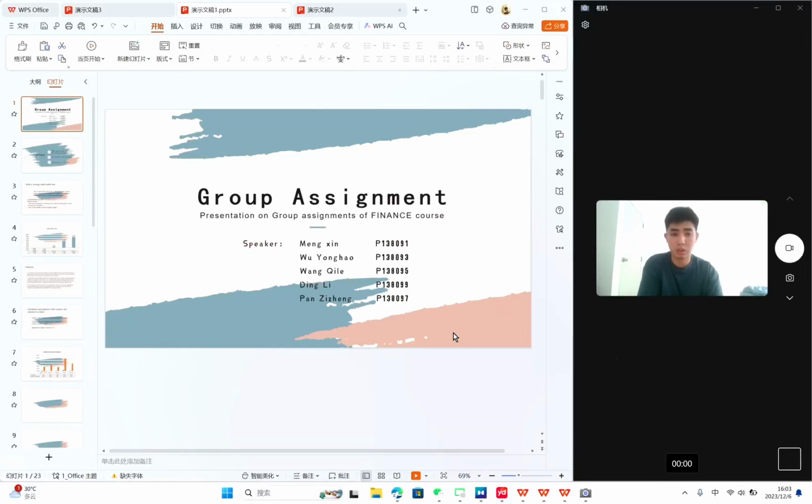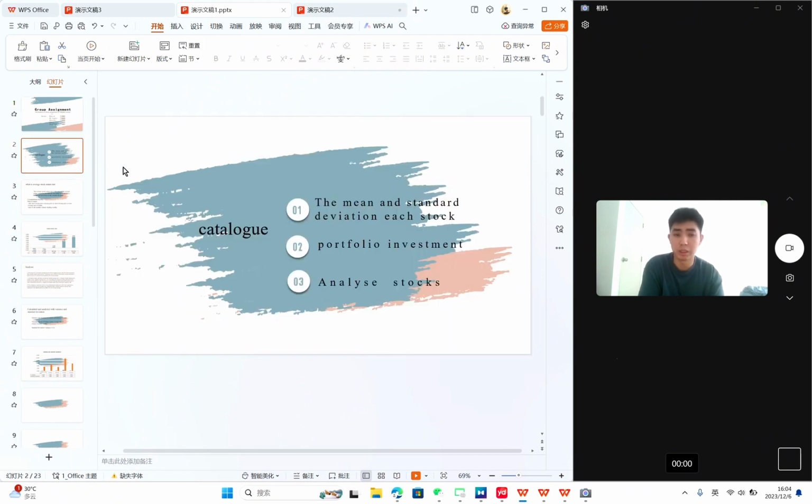My name is Mengxin, and my student number is P138091. Our group work is divided into three parts. The first one is the mean and standard deviation of each stock. The second is the portfolio investment, and the last one is unsized stock.